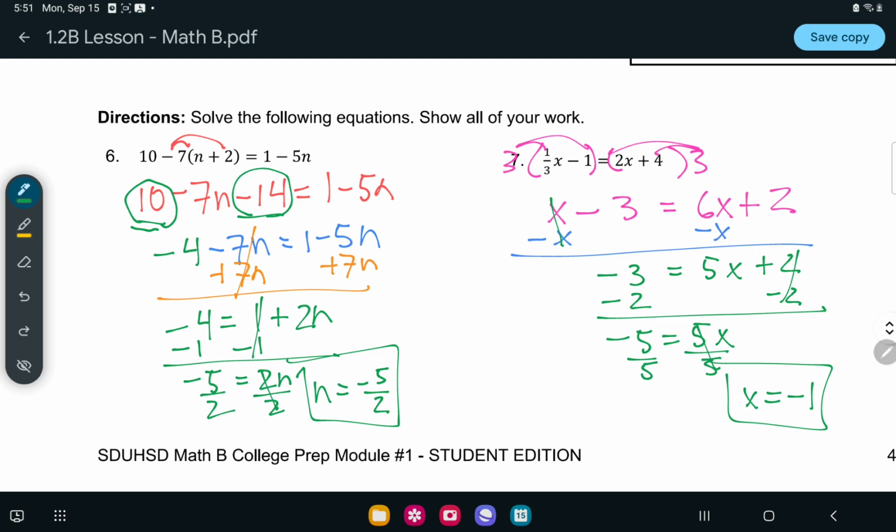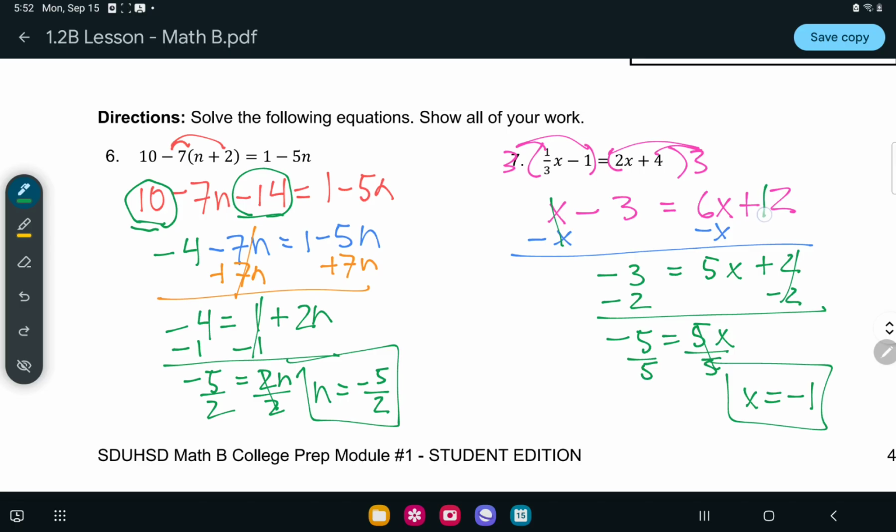For the next one, I wanted to clear the fraction right away. So I multiplied by 3 on both sides first. 3 times 1/3 x is just 1x, minus 3 equals 6x plus, I made a mistake here. This is the wrong answer. So let's go ahead and correct this.